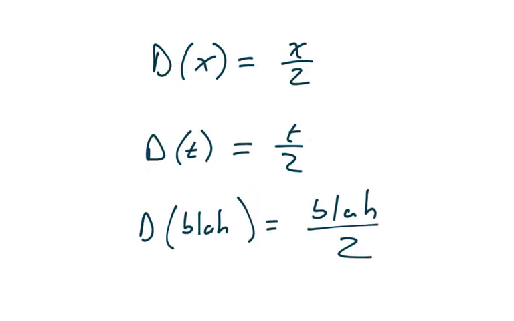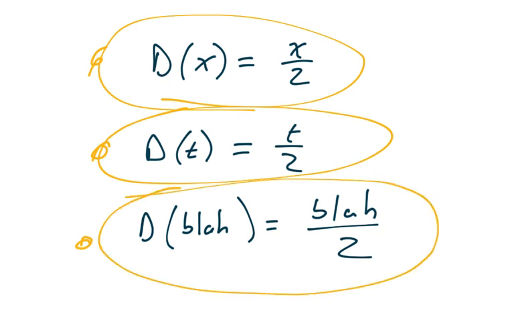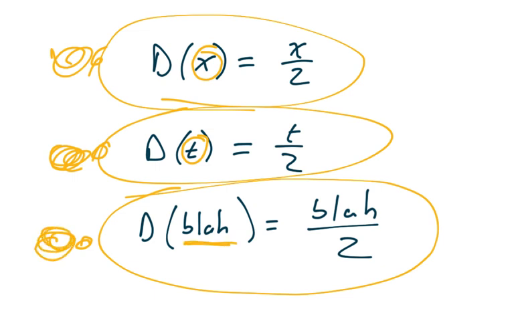This function could be written in any of 3 ways, or actually any number of ways. d of x equals x divided by 2. That's one way you could write the function. Or you could call the input t instead: d of t equals t divided by 2. Or you could say d of blah equals blah divided by 2. All these are saying the same thing. It's just that in the first example, the name of the input is x. In the second way of writing it, the name of the input is t. And in the third way of writing it, the name of the input is blah.